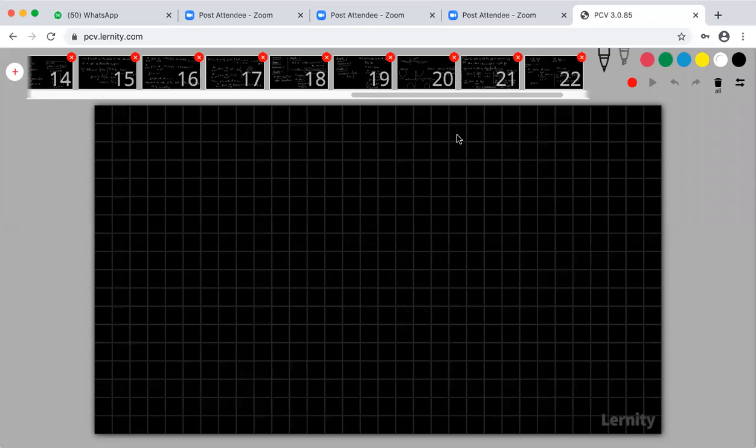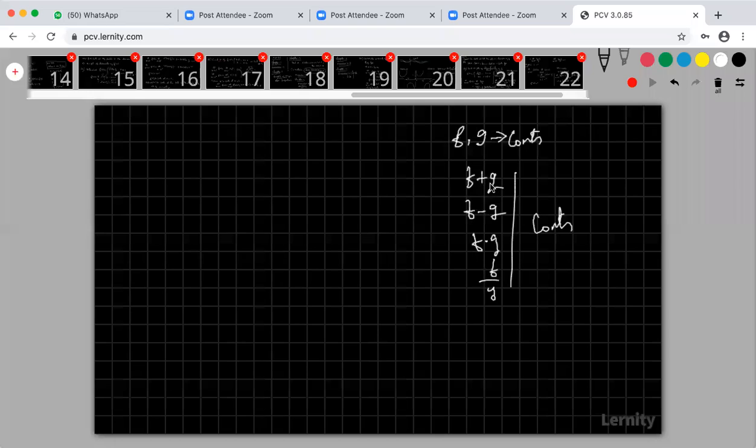We have already discussed that if f and g, two functions, are continuous at a point, then f plus g is continuous, f minus g is continuous, f into g is continuous, and f by g is also continuous. Addition of two continuous functions is continuous, subtraction of two continuous functions is continuous, product of two continuous functions is continuous, division of two continuous functions is continuous.